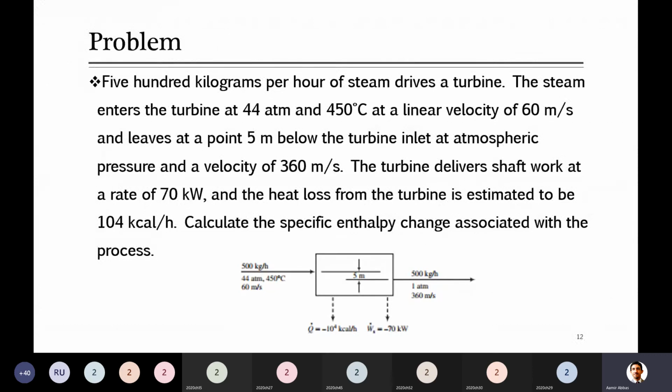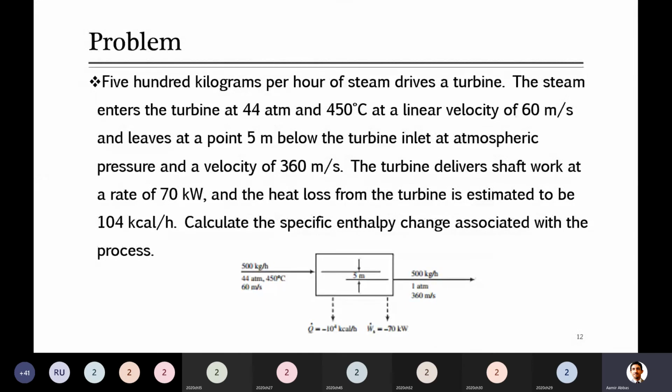The steam enters the turbine at 44 atm and 450 degrees C at a linear velocity of 60 meter per second. Up to here, the flow rate of 500 kilogram per hour, its temperature, pressure, and velocity are given. These are the entrance conditions, and it leaves at a point 5 meter below the turbine inlet at atmospheric pressure.